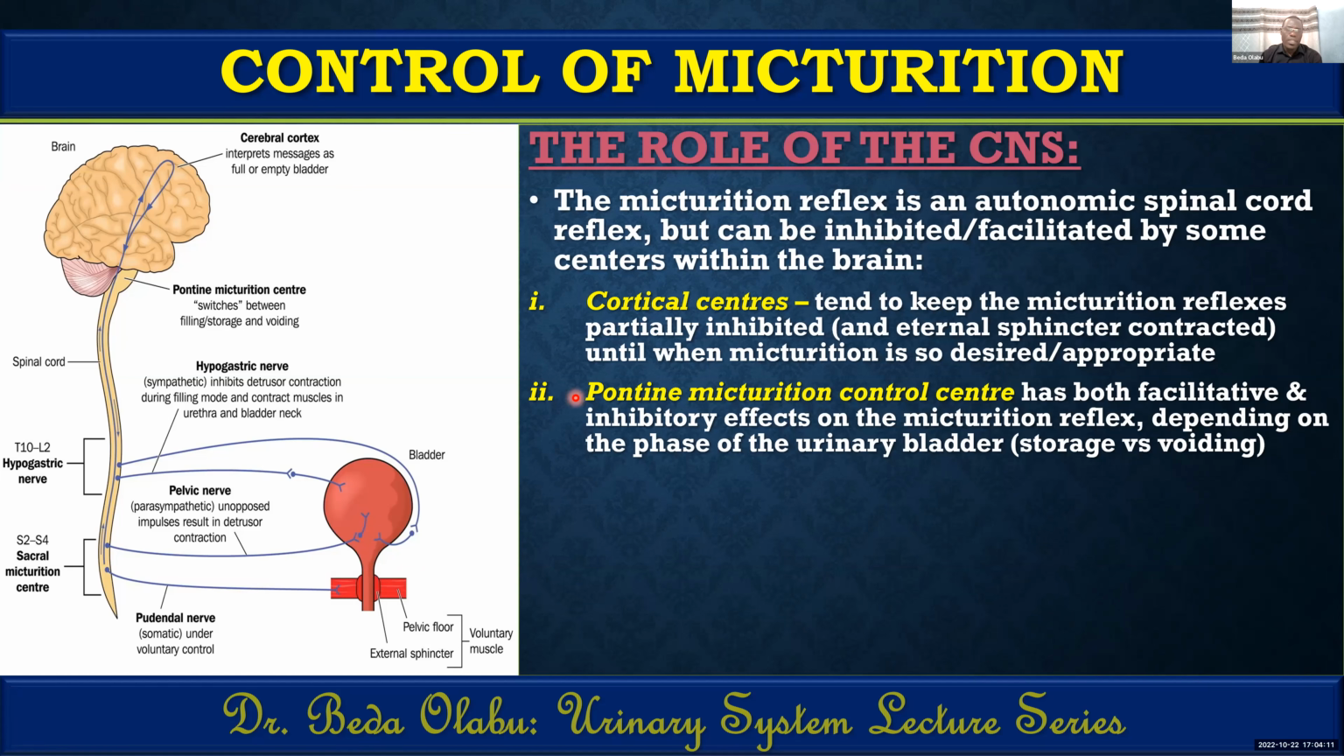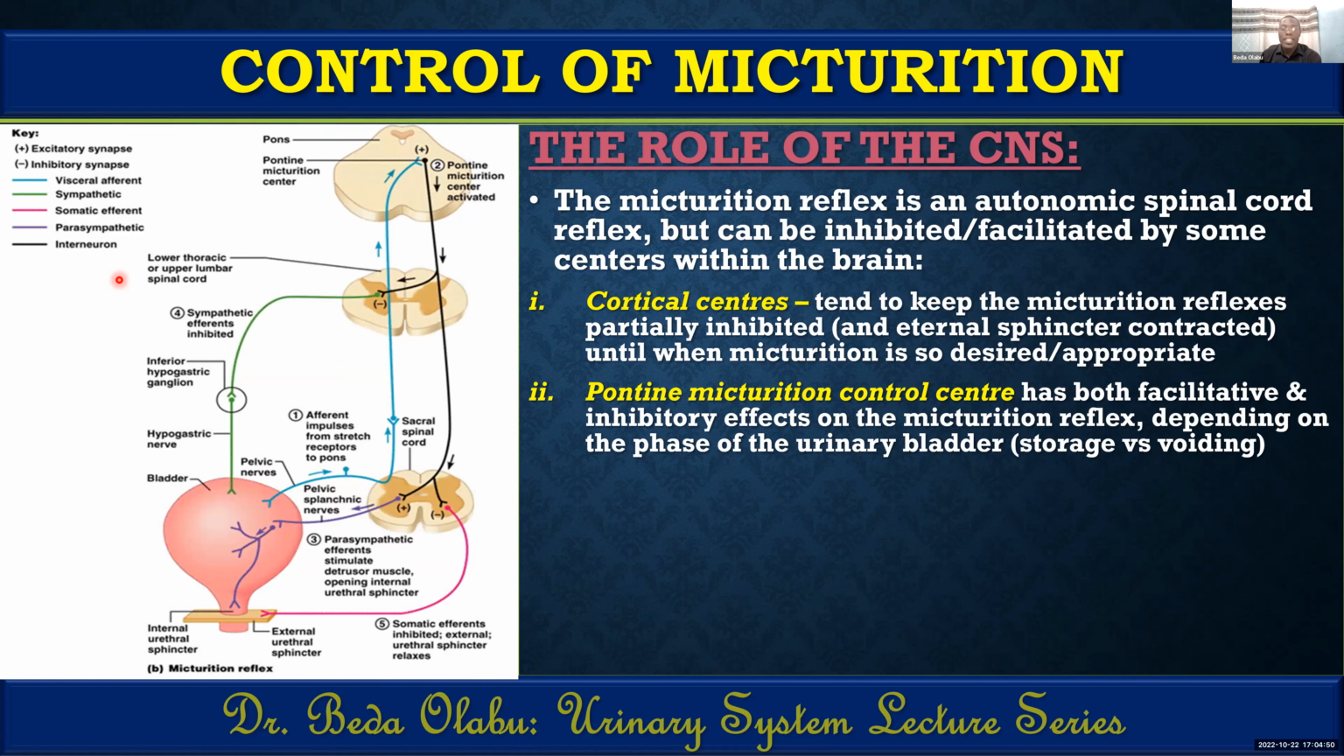For example, if the pontine center is operating and the bladder is filling, so it is still in the filling phase, if the bladder is in the storage phase, the pontine micturition center inhibits the micturition reflexes. So the reflexes that operate between here are inhibited from the pons. But if it has reached a time that now the bladder needs to empty, the pontine micturition center will then facilitate this particular process of micturition.